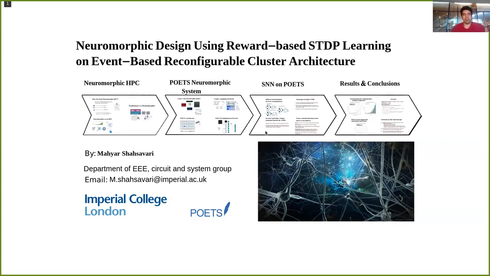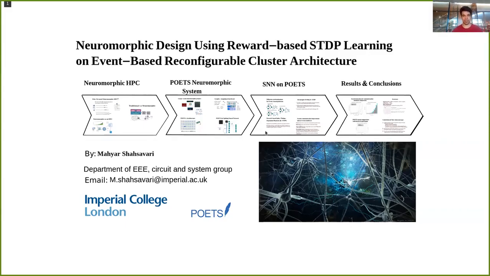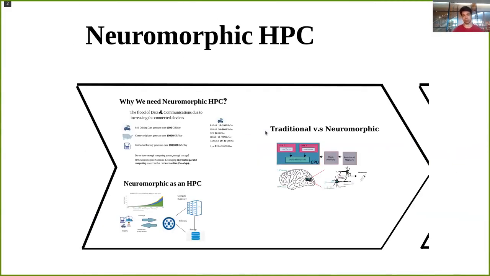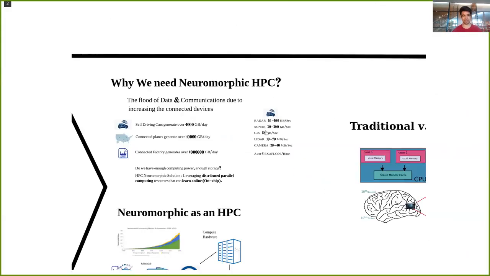Hello, everybody. Today I'm going to talk about neuromorphic design based on our architecture, a reconfigurable, event-based system, and using RSTDP, the reward-modulated spike-timing-dependent plasticity learning algorithm.